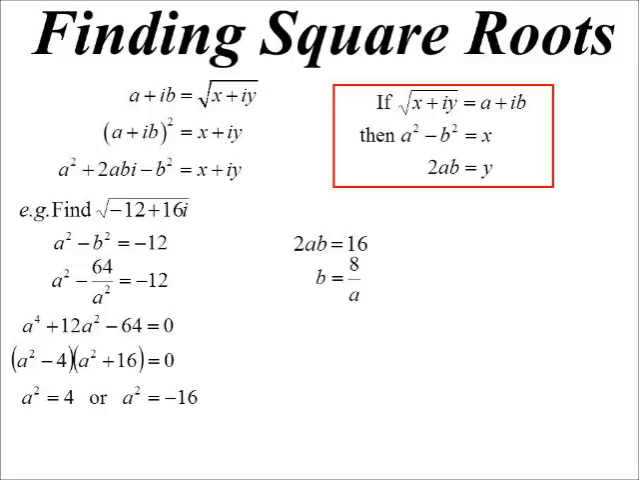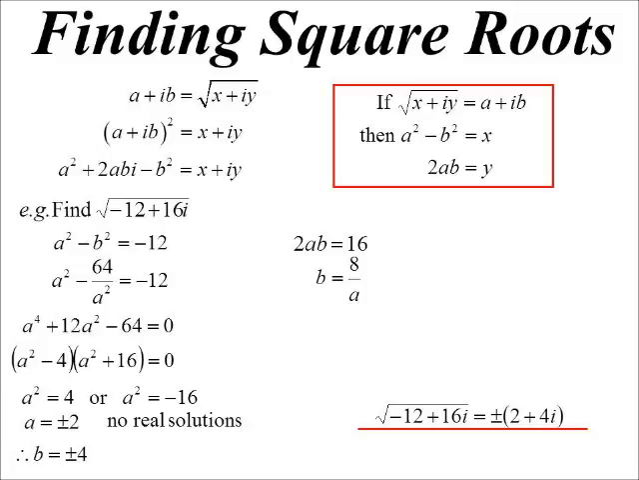But remember, a is a real number. So a squared can't equal negative 16. So a is plus or minus 2. When I sub that into b, I'll get plus or minus 4. So I now know that the solution is 2 plus 4i, plus or minus. Now, here's the difference. If I said to you, what's the square root of 16? You would give me the answer 4. Okay? You wouldn't say plus or minus 4.